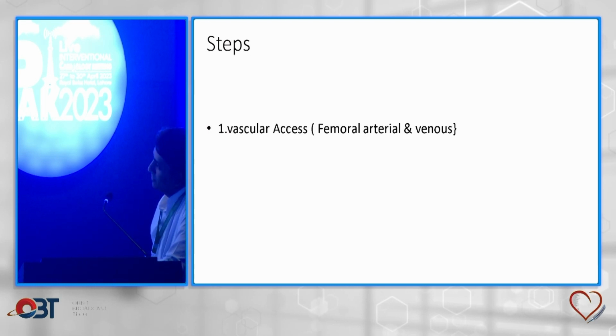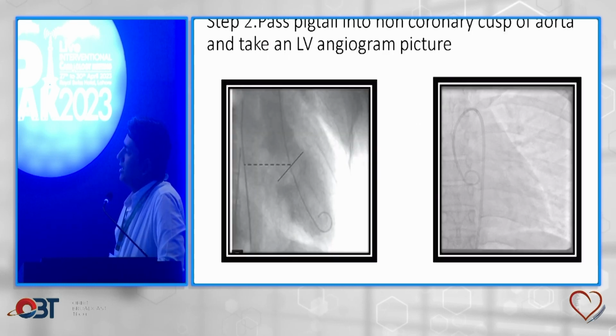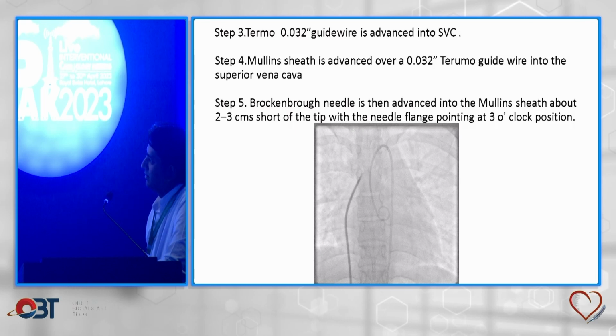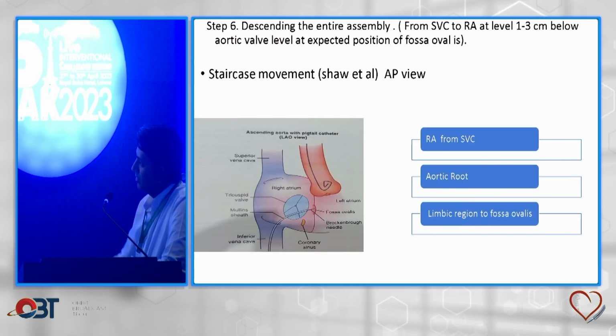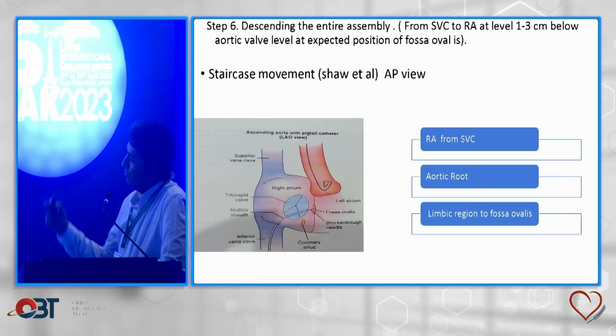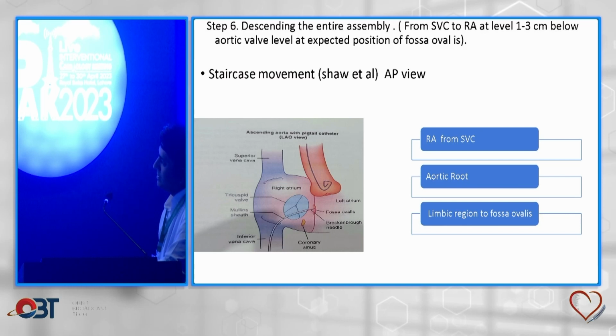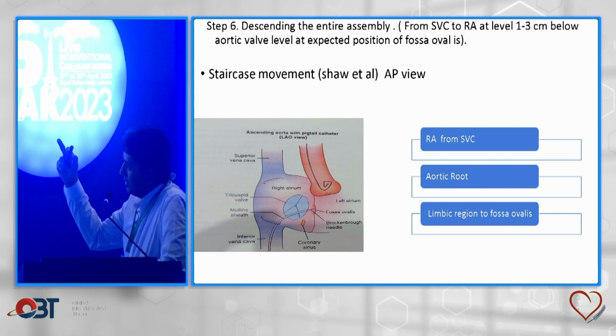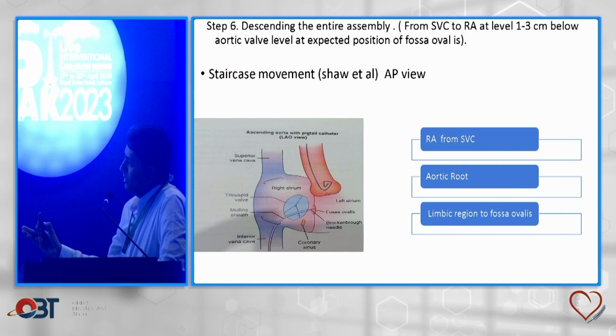Steps: vascular access, both femoral artery and vein. Again, the pigtail, as I've already told, to identify the right coronary sinus, and doing the LV angiogram, going into the SVC, innominate vein, and then coming down on it. Now, while we are coming down, we will see from SVC to RA, we have to identify the aortic root, and then the limbus region is the fossa ovalis.